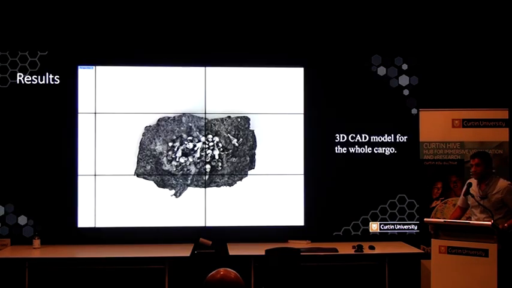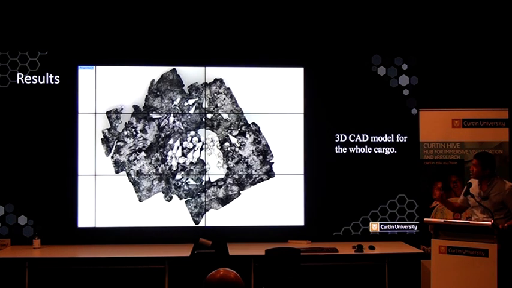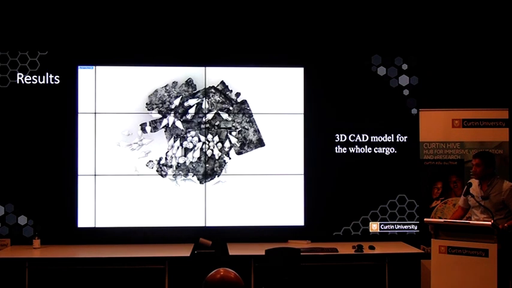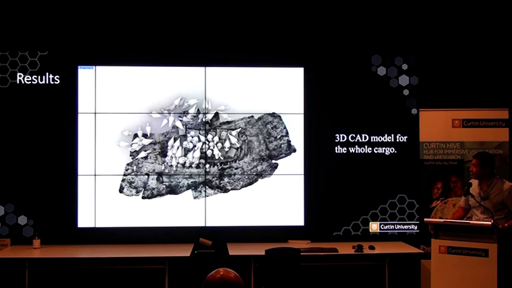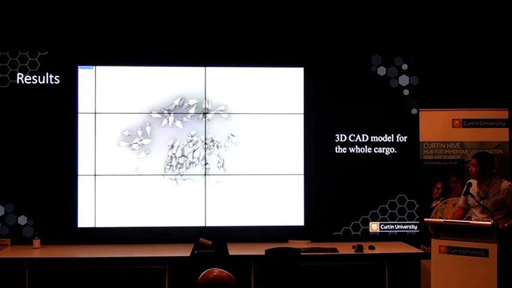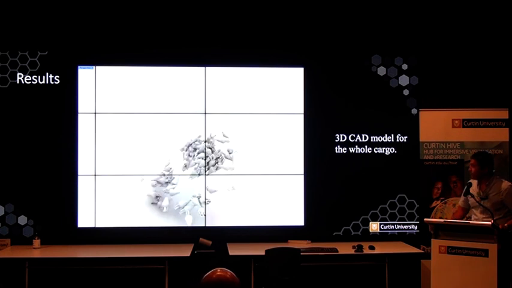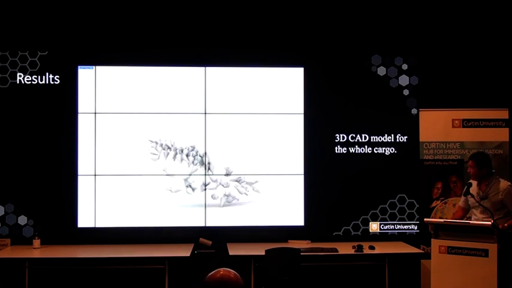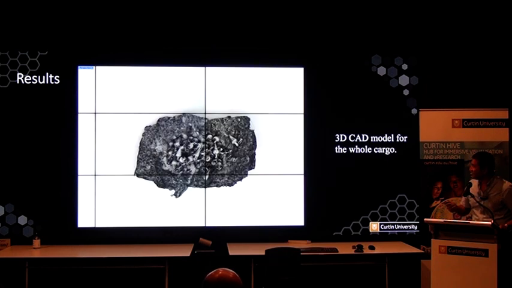The results, simply, we got our 3D model for the whole cargo. This is for level 0, and this is the 3D model for level 1A, and this is the CAD model for it. This is 1C, and this is the CAD model for it. This is level 2, and this is the CAD model for it. And the final one is level 3, and this is the CAD model for it. So eventually I got the 3D CAD model for the whole cargo, as you can see right now. So the job has been done. Okay.